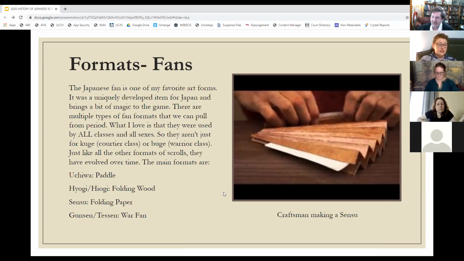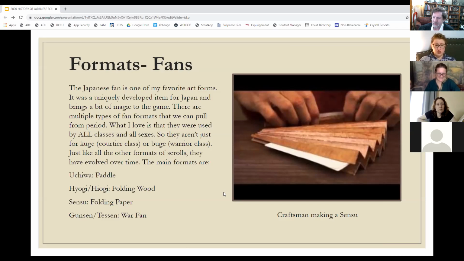What I love is that they're used by all classes and all sexes. So they're not just used for the kuge, which are the courtier class, or the buge, which is the warrior class. Just like all other formats of scrolls, they've evolved over time.